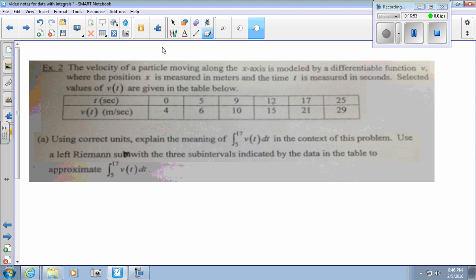So this first one is going to be 4 times, using the numbers in the table, f of 5 is 6, f of 9 is 10, and f of 12 is 15. So when I multiply and add all those numbers together, I get 129 meters. Now they didn't tell us where the particle started, but we know it moved 129 meters in the time from 5 seconds to 17 seconds.